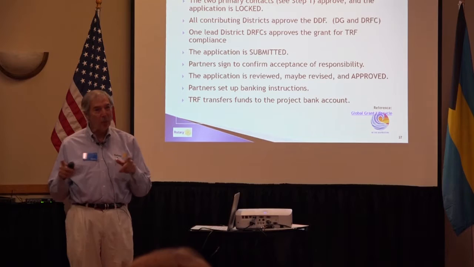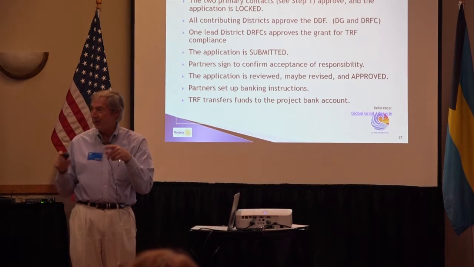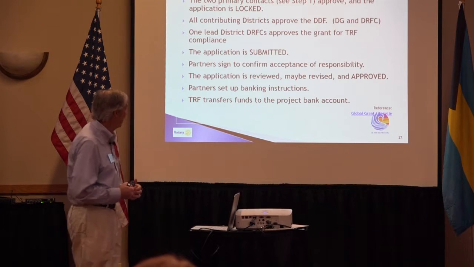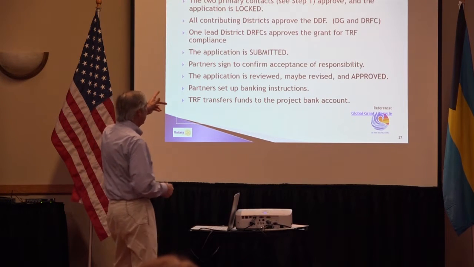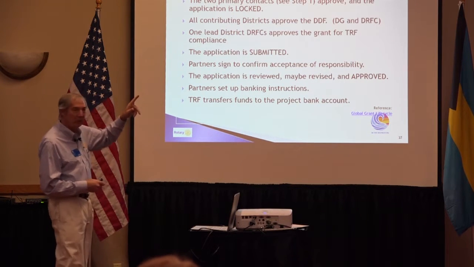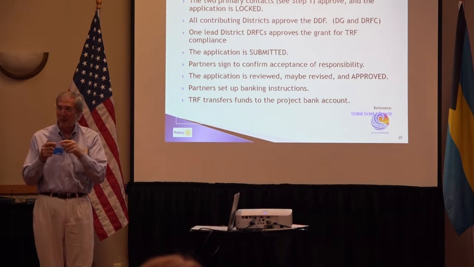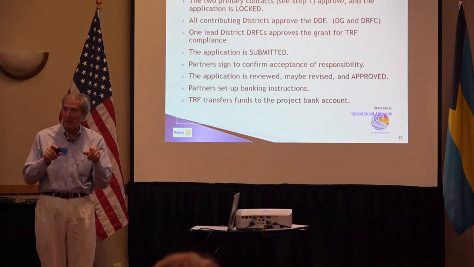Approval steps. At this point, we really have everything filled out there. You transfer it over. Now you've got to get everything approved. And so you're going to go through a couple of steps. The primary contacts approve it, and the application becomes locked. You can unlock it, but when you do, it kind of goes back to the beginning.